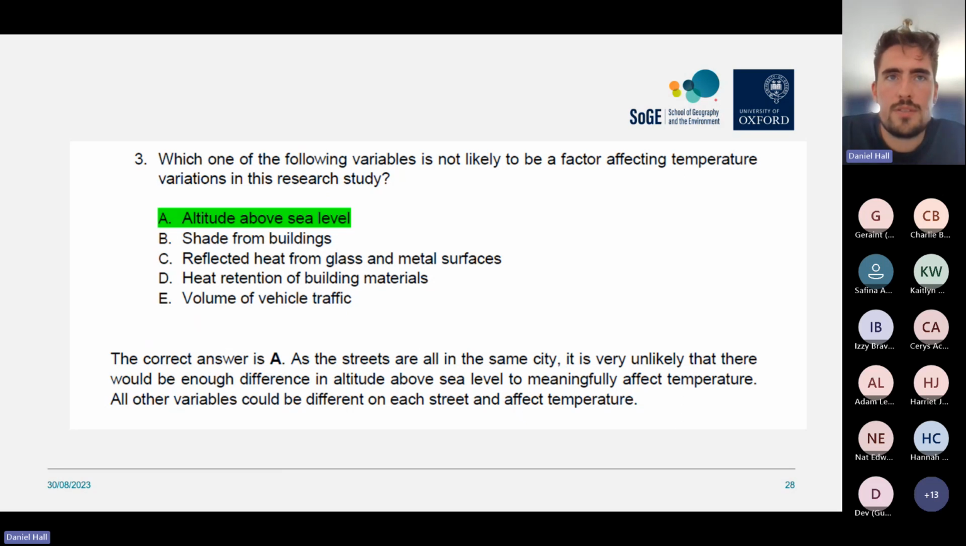If you had A as the answer there, altitude above sea level is going to be the least likely factor to be affecting this, because the information at the start of the question said that it's an experiment into this in the city of Barcelona. So it's all in one city. So difference in sea level across different streets in the same city is likely to be pretty minimal. And that's what I mentioned about being common sense rather than outside knowledge. That's not depending on your knowledge of Barcelona, whether it's particularly hilly or not. Just as a judgment from the answers that were given here, that's the least likely to be a factor affecting temperature. And all the others could possibly affect it.